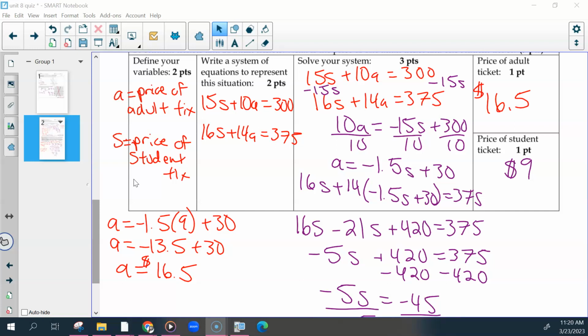Go ahead and clear off your desk. You can either put your calculator up or on the floor. Because the first section is no calculator, you will not need it.